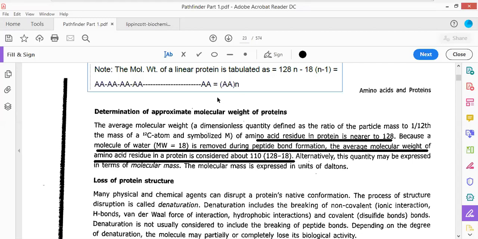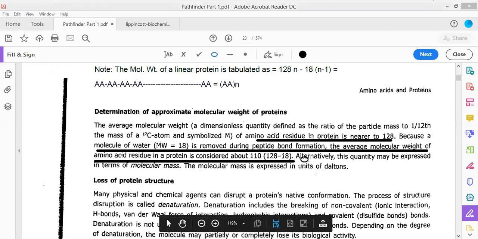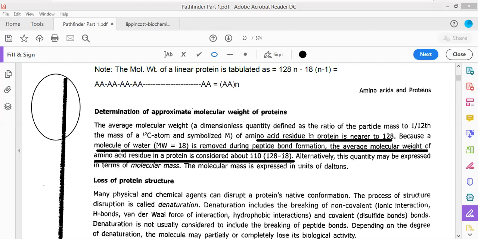So here what you get is 128 into n minus 18 into n plus n minus 1. And if somebody is smart enough among you, then you can also ask, sir, if all the amino acids are present in a ring-shaped structure, supposedly I make a ring in this format, and there are amino acids present at every place in this ring, then what is going to happen? What would be the molecular weight of such an amino acid structure?